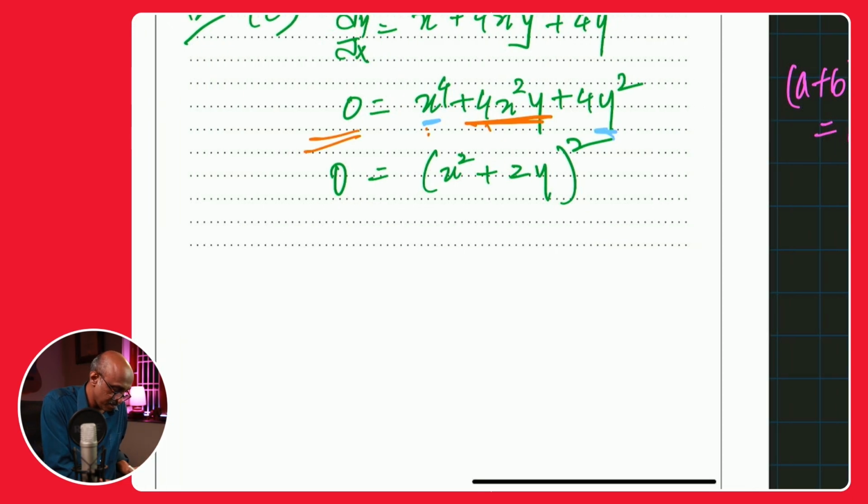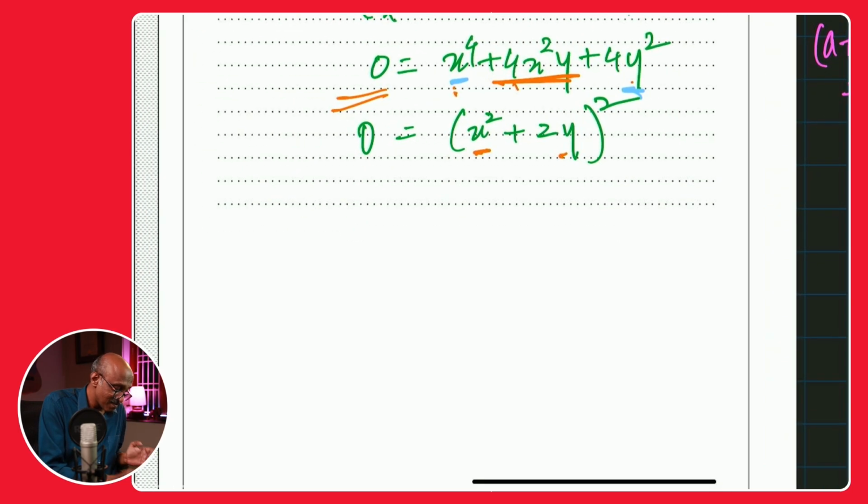So that is the square of x squared, so that term comes in there, and this is the square of 2y. The square of 2 is 4, square of y is y squared, and then the middle term is 2ab. So 2 times 2 is 4, 4 times x squared times y. There you go, you got the middle term. And now we have this very nice compact form: x squared plus 2y, the whole squared, is equal to 0.